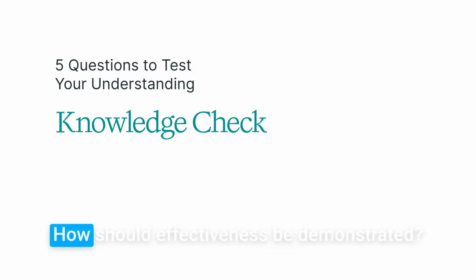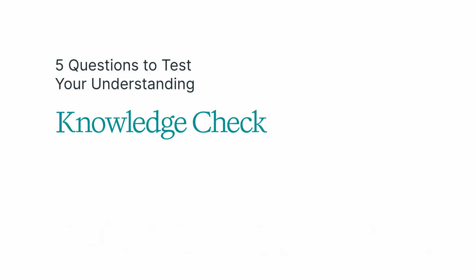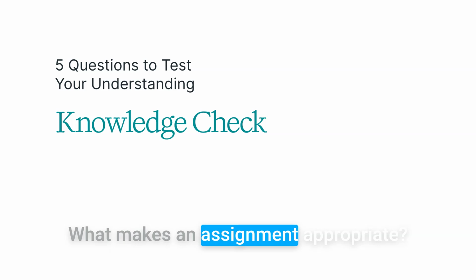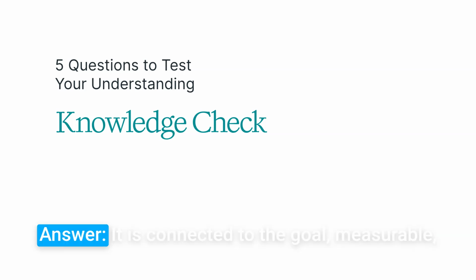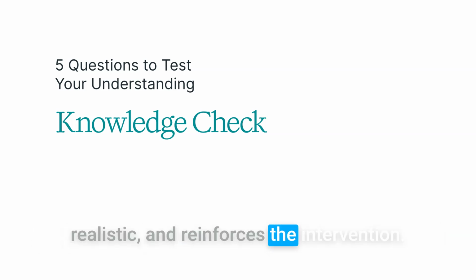Question 4. How should effectiveness be demonstrated? Answer: through observable or reported evidence of progress. Question 5. What makes an assignment appropriate? Answer: it is connected to the goal, measurable, realistic, and reinforces the intervention.